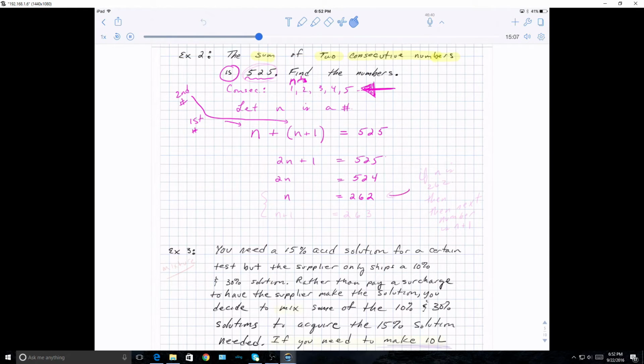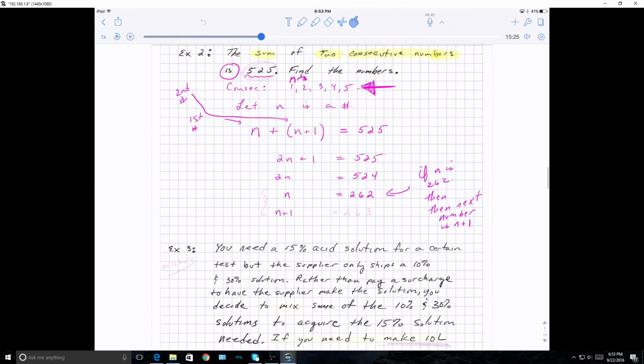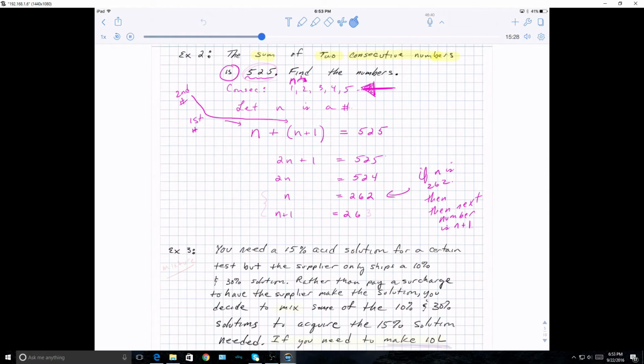So if n is 262, then the next number is n plus 1. So n plus 1 would be equal to 263. And if you do add these two numbers up, you should end up with the 525.